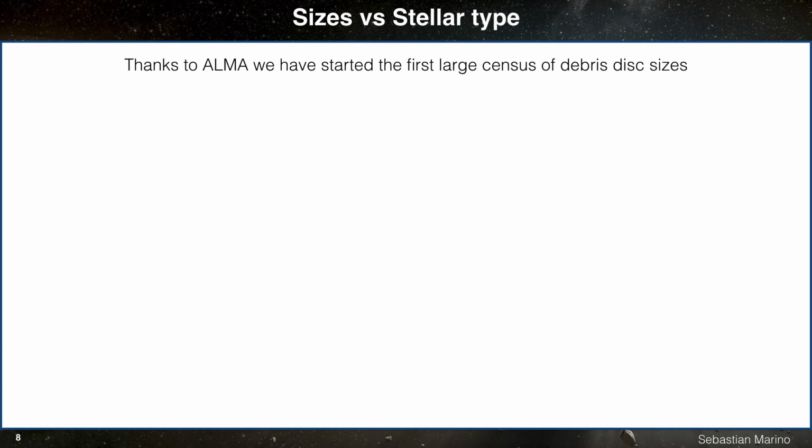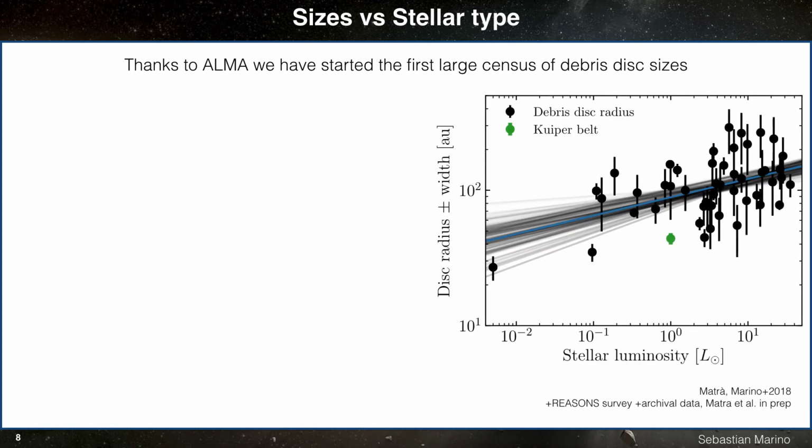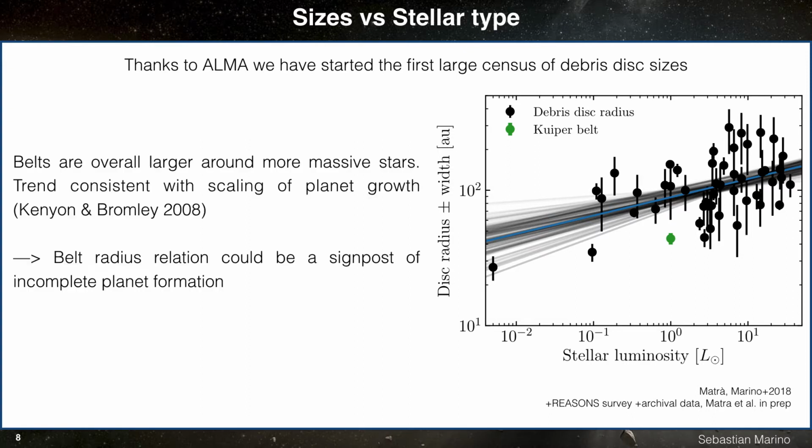One of the first things that we found is that disks are overall larger around more massive and luminous stars. In the figure on the right, you can see that the disk radius scales with stellar luminosity. The origin of this relation is still unclear, but it could have to do with the timescale of planet formation. For example, the radius of debris disks could reveal the radius beyond which the growing timescales were way too long, and those planetesimals did not grow further. Also, bear in mind that the error bars in this figure represent the width of those belts, and not the uncertainty on the disk radius.